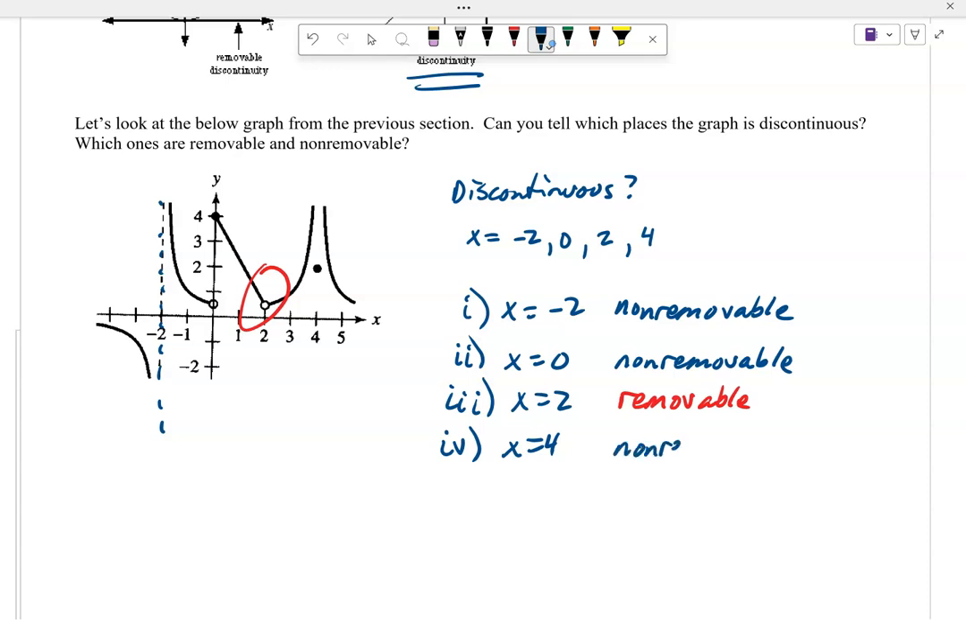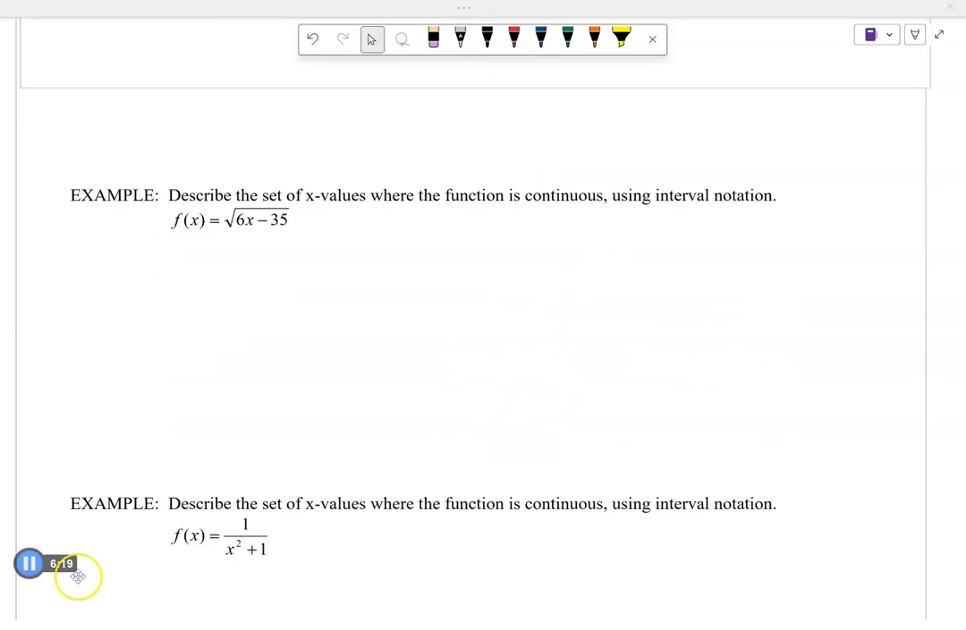Another non-removable, right? I've got a vertical asymptote. There's no way to just fill that in and make it continuous there. So if I'm looking at this example here, it says describe the set of x values where the function is continuous using interval notation. We've got a square root function, right? So essentially it's asking us, where is this thing defined?